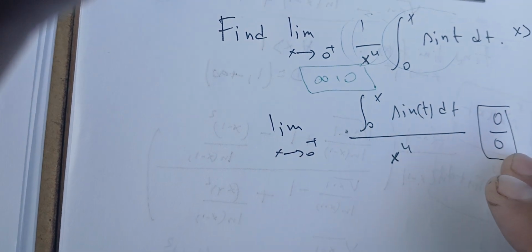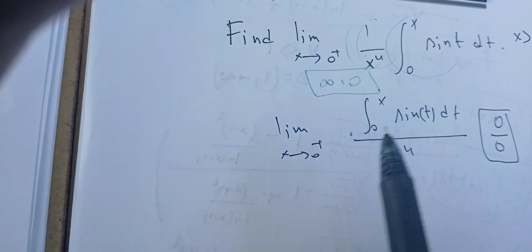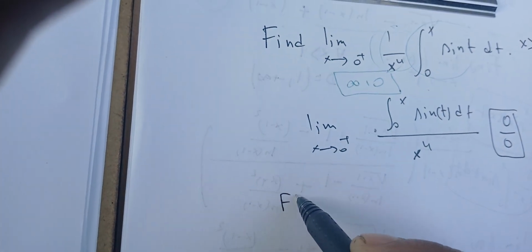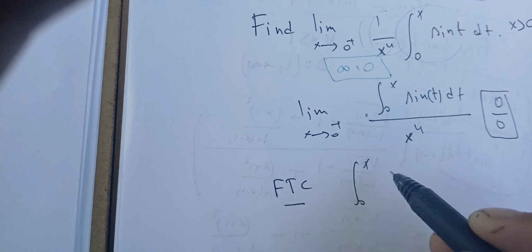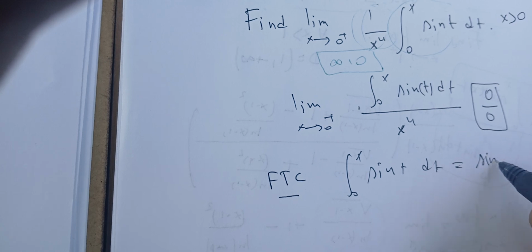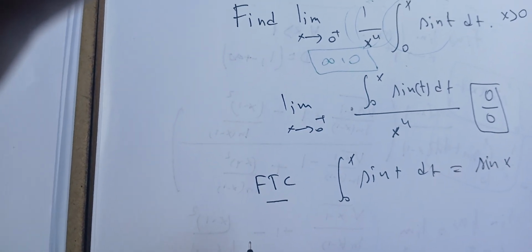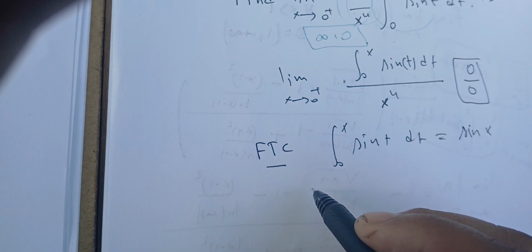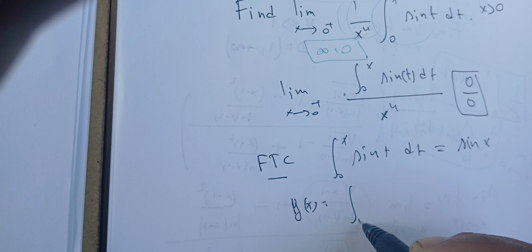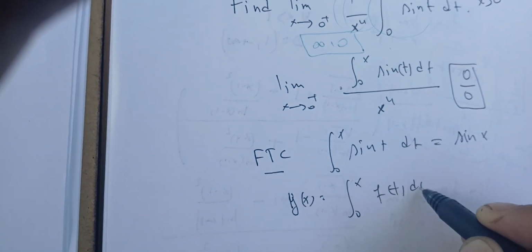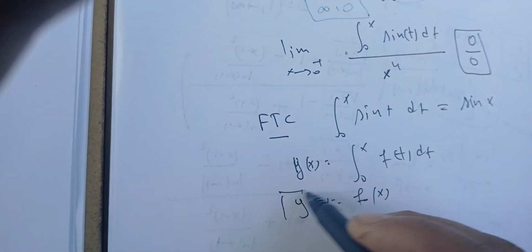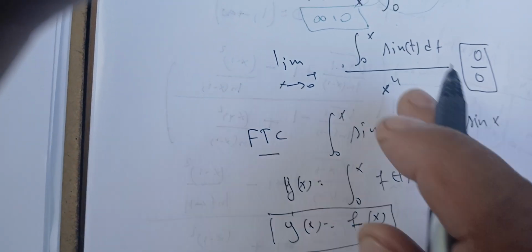Therefore, the function is continuous, and the derivative of this one, according to the fundamental theorem of calculus, is just cosine of x. You remember that if you have some function, let's say g of x defined by the integral from 0 to x of f of t dt, then g prime of x is just f of x. This is the fundamental theorem of calculus, and we are using it here.